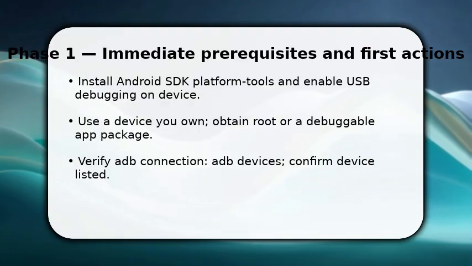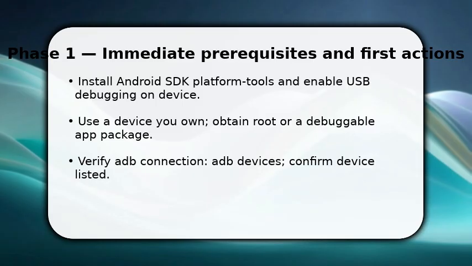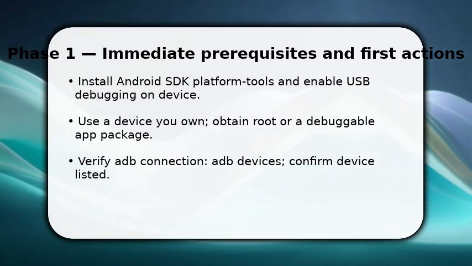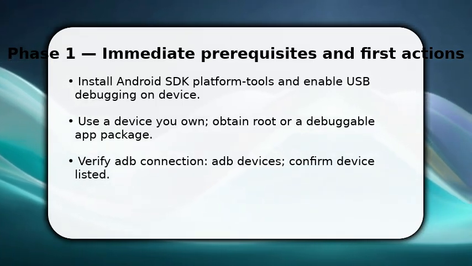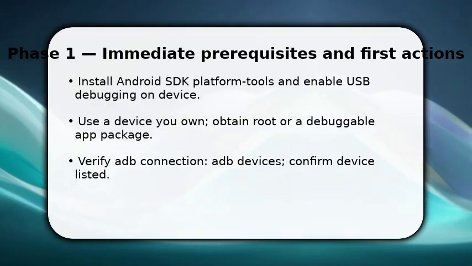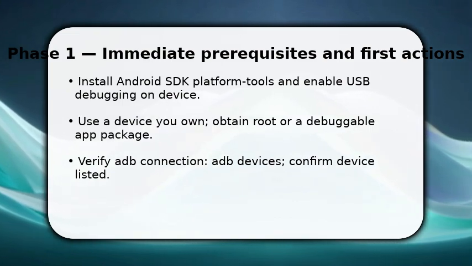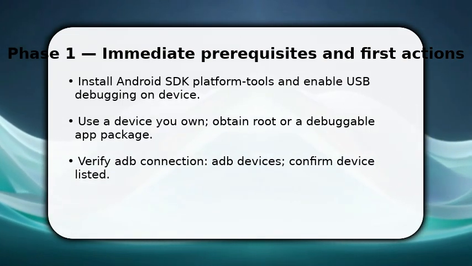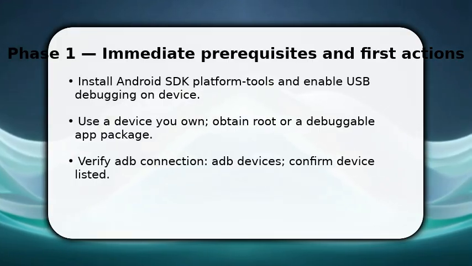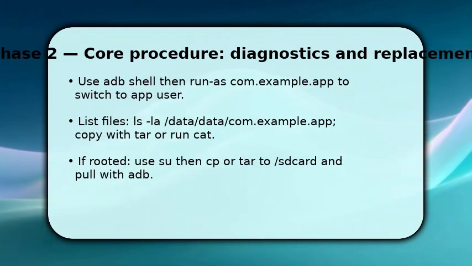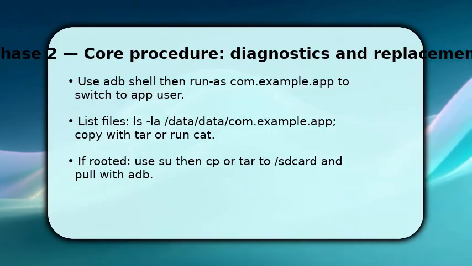If the target app is debuggable, use run-as. Otherwise, you need root access or a user debug build. Once done, grant ADB shell access, because without the correct privileges, you cannot list or read the /data/data app folders. So verify credentials now.